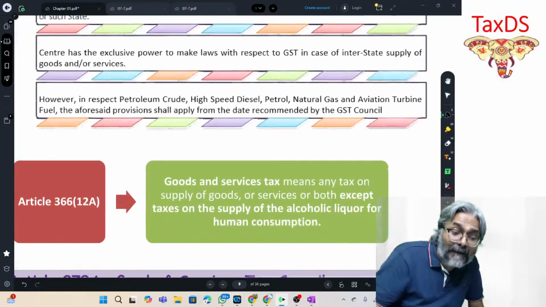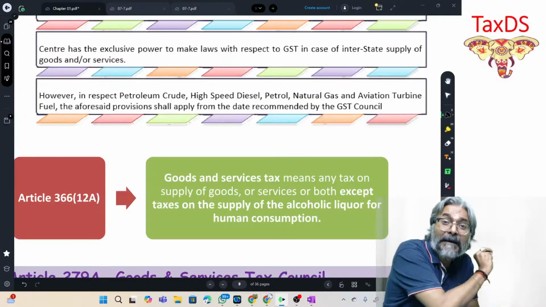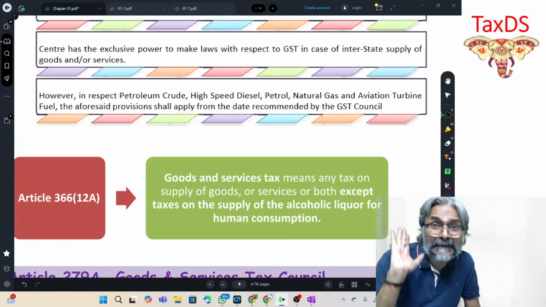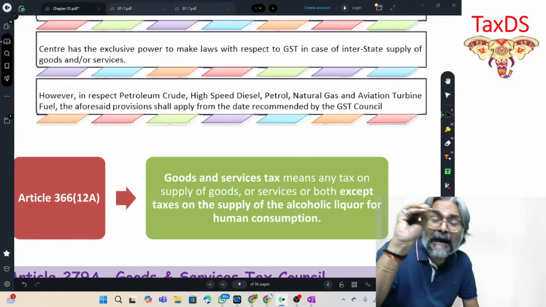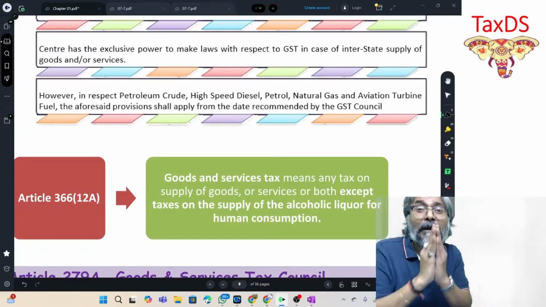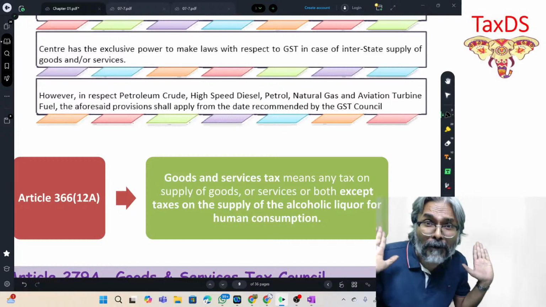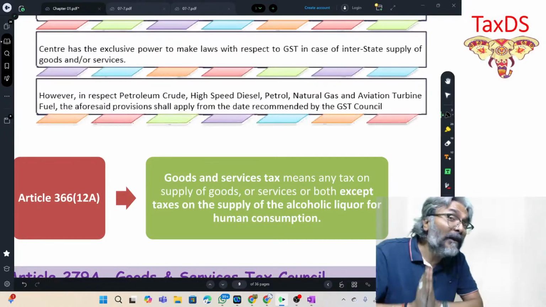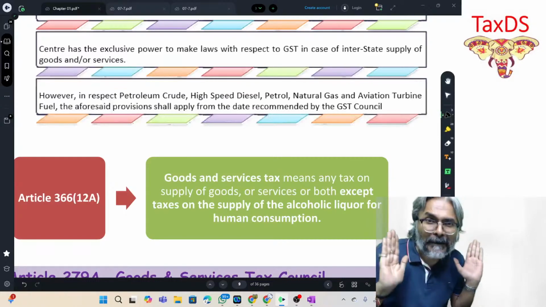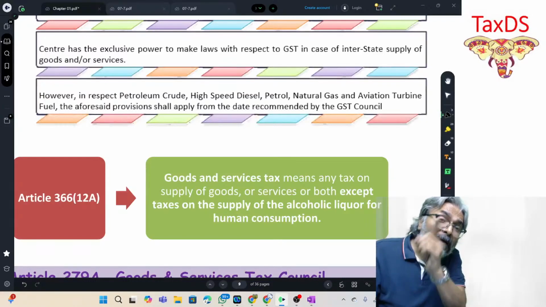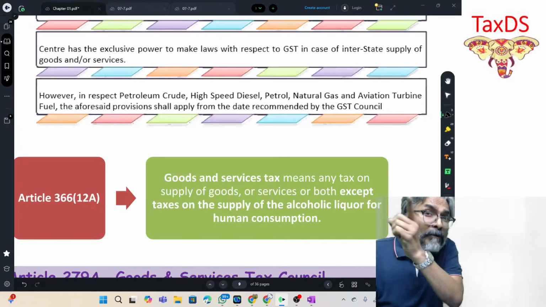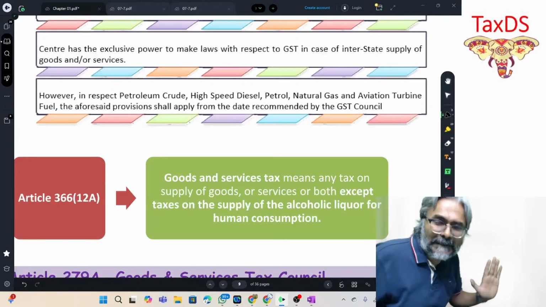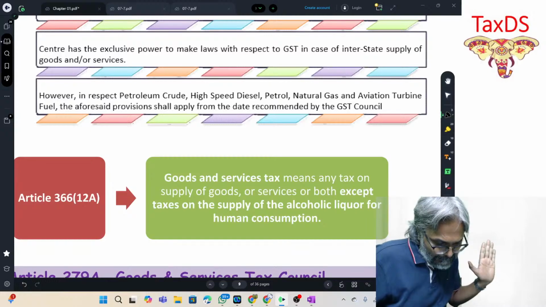In Article 366 itself, it has been taken out from the ambit of the law of GST. So in the law of GST, alcoholic liquor for human consumption will not find its way at all. In any law of GST, alcoholic liquor for human consumption will never ever find its way. But the 5 petroleum items will find its way in the law of GST as per the recommendation of the GST Council. Is that point clear to all of you, students?